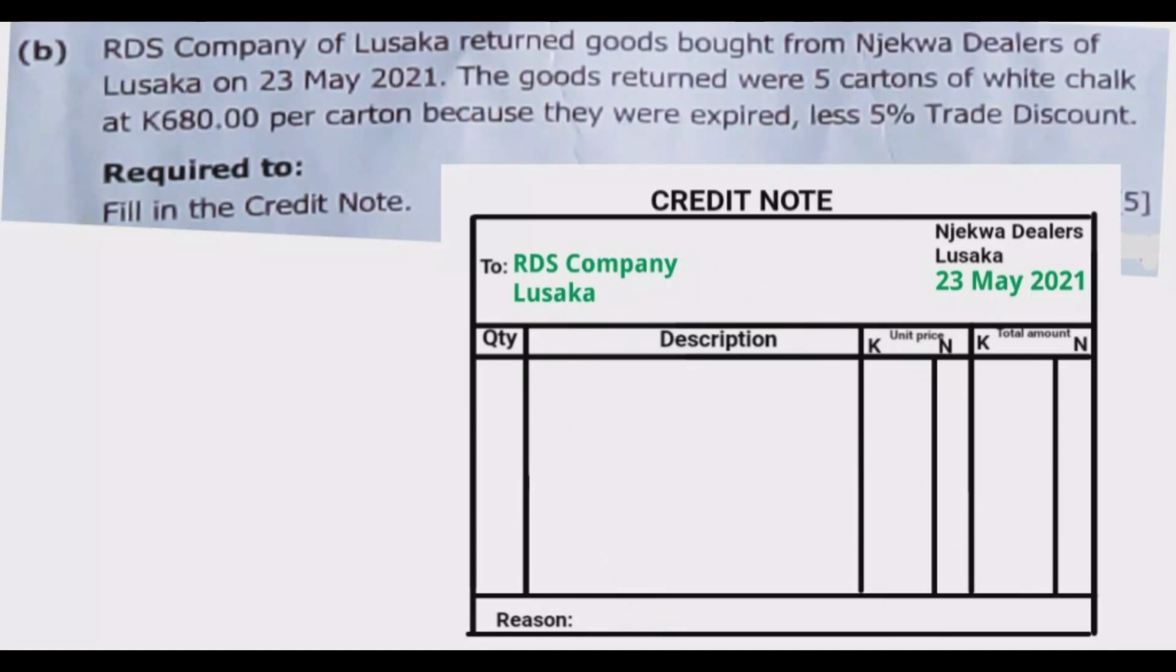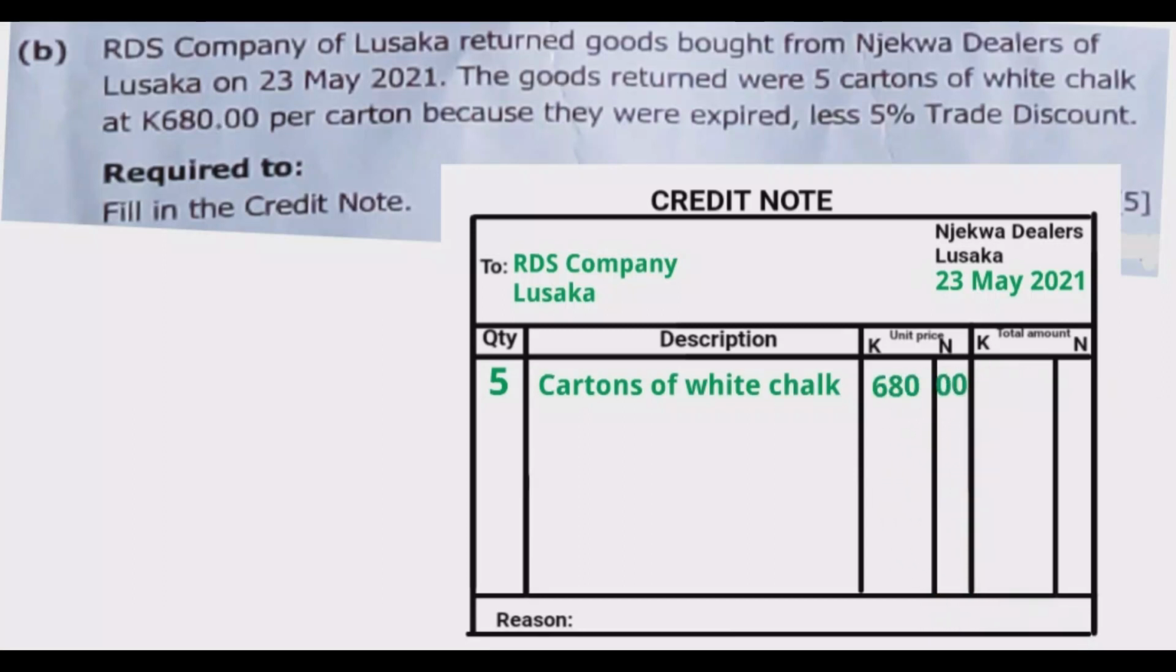So we have got quantity. How many boxes? We are told there are 5 boxes or 5 cartons of white chalk. Description, we write cartons of white chalk. Like I said earlier on, don't just write white chalk, write the carton, the size, which is cartons of white chalk. Okay, then once we have written that, we can write the unit price. How much is one box? We are told it is 680 kwacha, so we write 680 kwacha there.